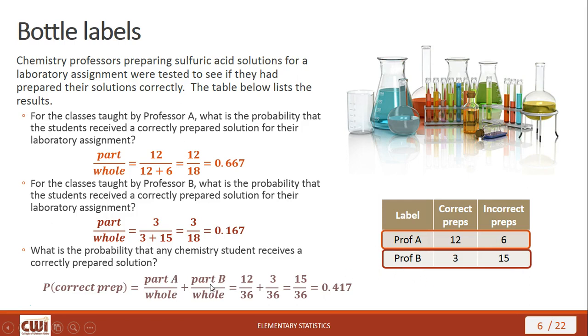So we're going to add these together. And notice we don't have to do any adjustment for double counting because they're 2 separate classes. There's no overlap between correct preps for one class over another. So there's no double counting going on here. So we can just add these 2 together. And out comes 15 over 36, which when we divide out is 0.417, or 41.7%. This then is the probability that any chemistry student from these 2 professors will receive a correctly prepared solution.